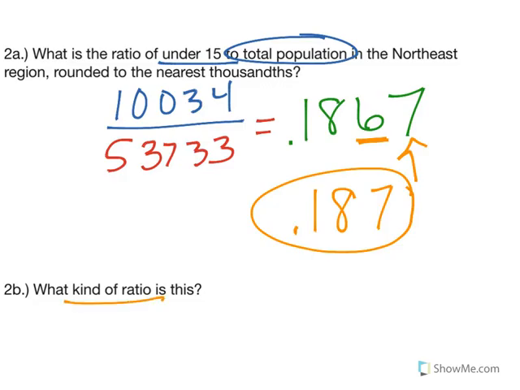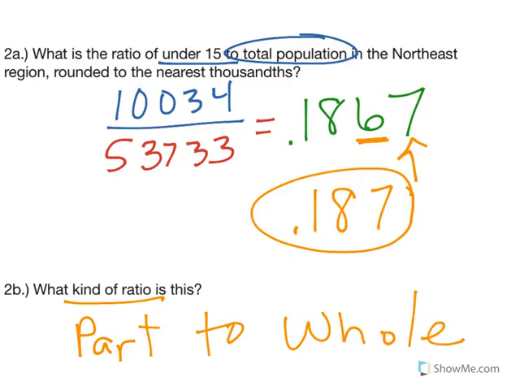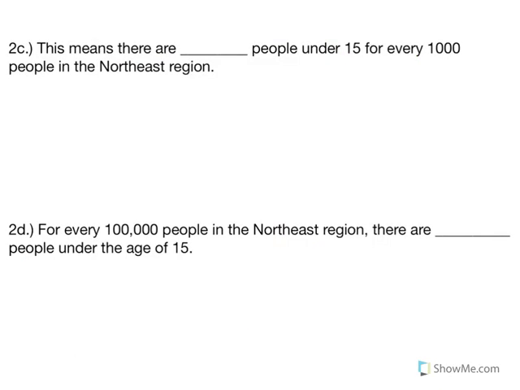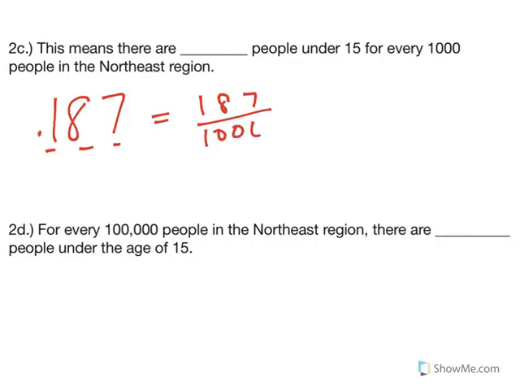So this is the ratio of under 15 to the total. And since we're comparing to the total, the kind of ratio, under 15 is part of the population, total is all of the population. So this is a part to whole ratio. This means there are blank people under 15 for every 1,000 people in the Northeast region. Well, remember, our decimal was 0.187. 3 places is thousandths place. So if we were going to make this a fraction, we would put 187 over 1,000. So this kind of leads us right into letter 2C, 187 people under 15 for every 1,000 people total.